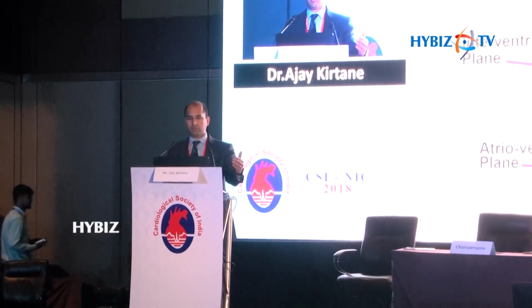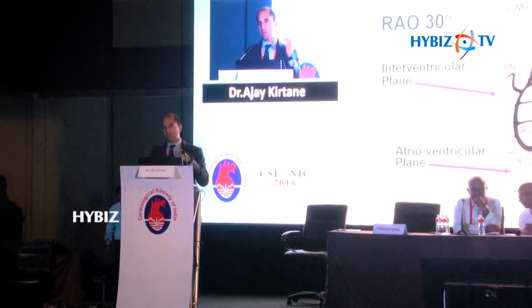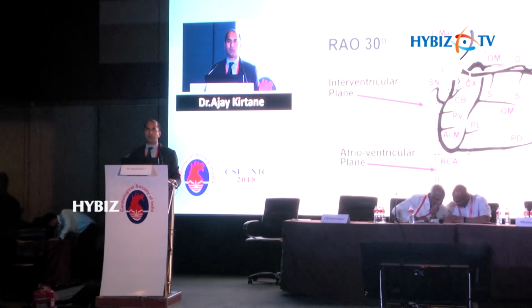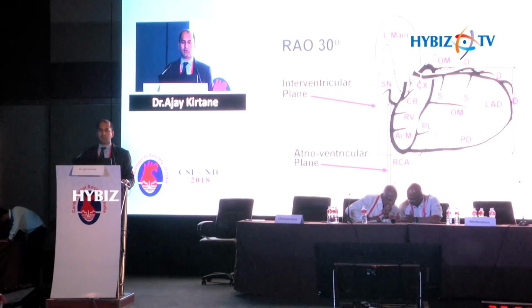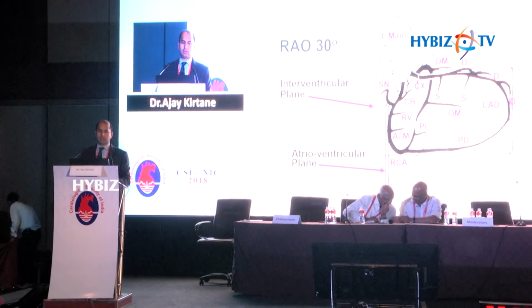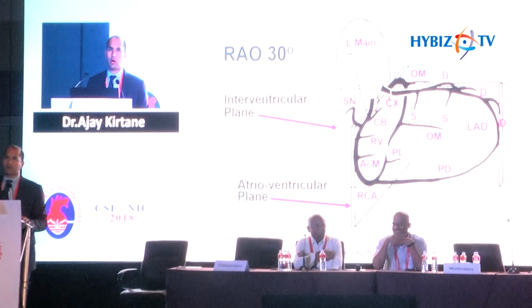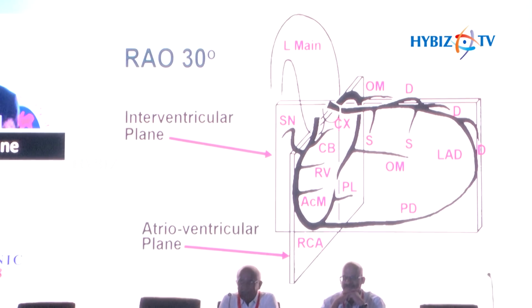Now, in terms of the actual views themselves, the easiest way to break this down is to look at two planes. One is the RAO plane and one is the LAO plane. So in the RAO plane, basically what you're seeing is you're looking right down the AV groove. In that circumstance, the right coronary comes towards you and the circumflex goes away from you. And then the LAD system and even the PDA coming off the right coronary, or the left for that matter, goes in the orthogonal plane that way. And this is typically achieved by an RAO 30 shot or anything in the RAO view.